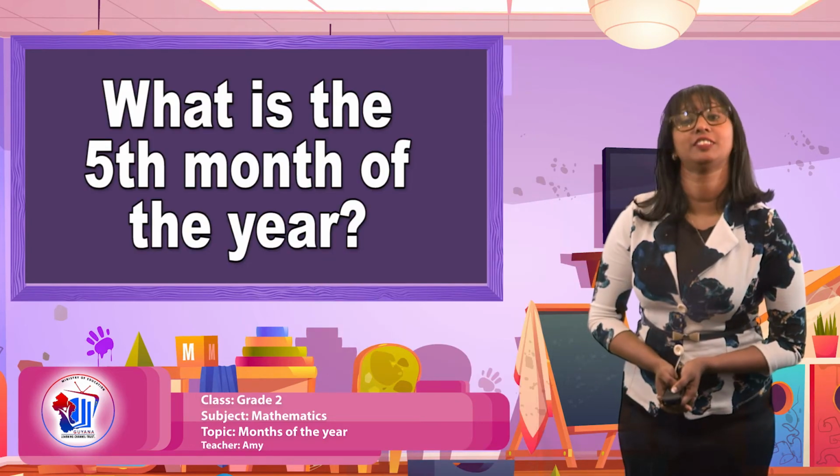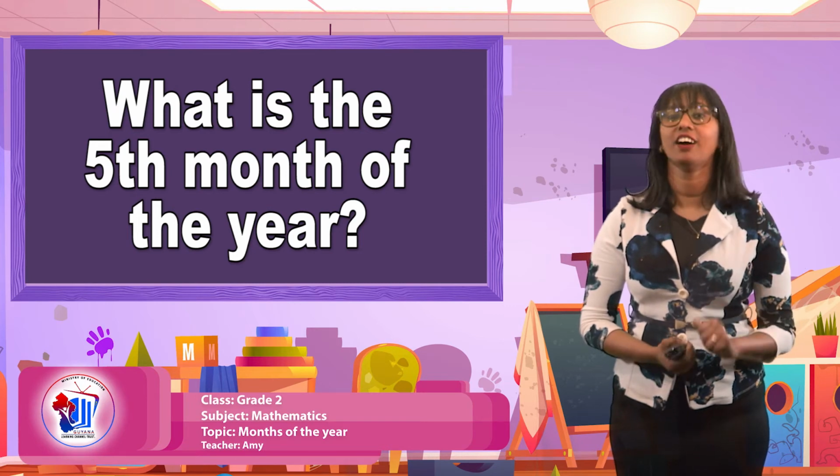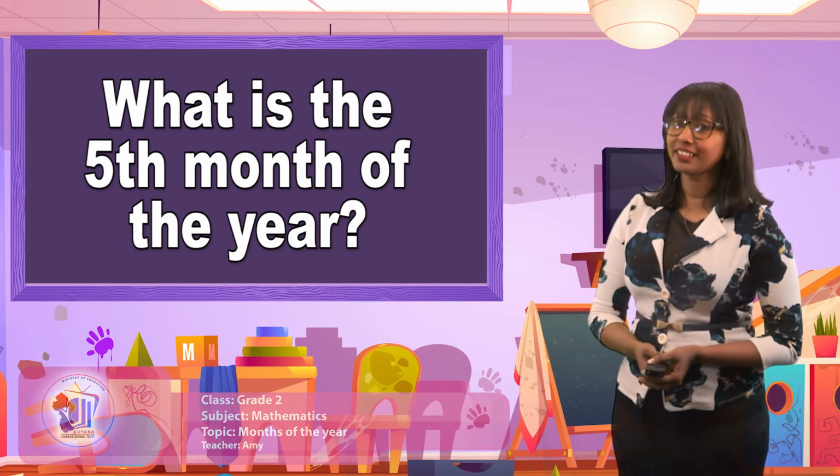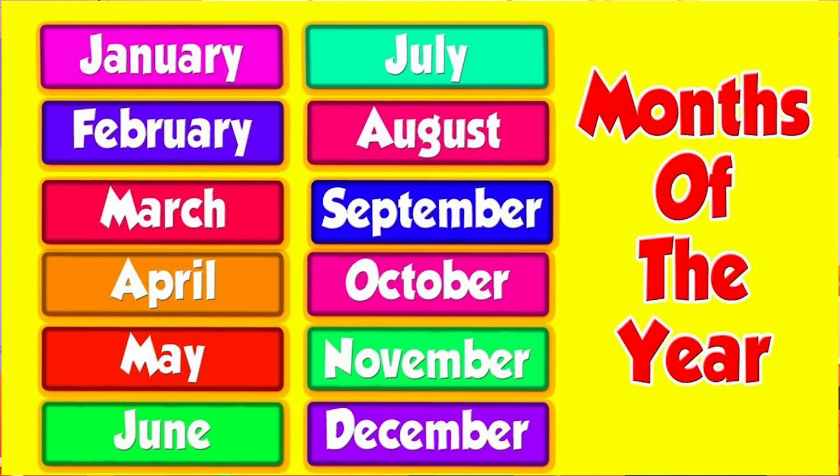Now, can you tell me the fifth month of the year? The fifth month is, take a look, we have all the months of the year here. Let's search for the fifth month. Is it January? Oh no, January is the first month, so it cannot be the fifth month. We have January, which is the first month, February, the second month, March, the third, April, and then May. So the fifth month of the year is May.